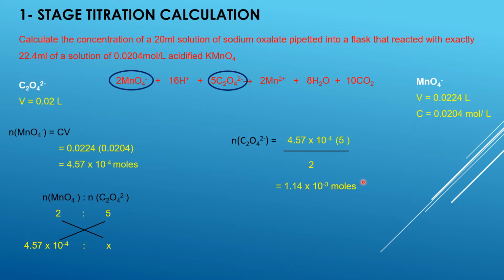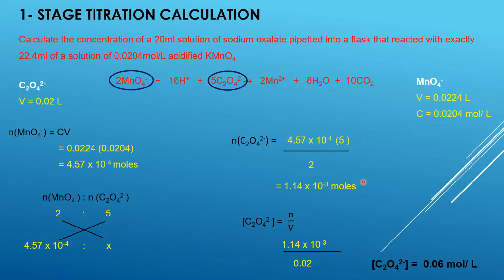And then the mole appears to be 1.14 × 10^-3. So now that we know the mole of oxalate and the volume of oxalate, we can find the concentration of oxalate ion. The formula is C equals n over V. So the mole of oxalate we found in step number 3, divided by the volume, which is 0.02 liters, and the concentration appears to be 0.06 moles per liter.